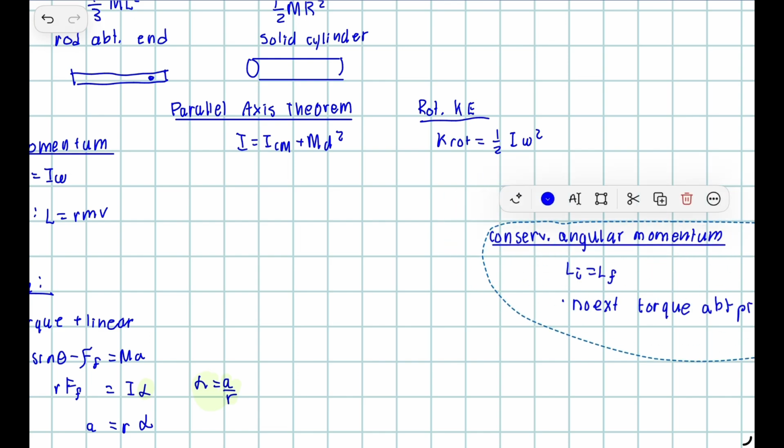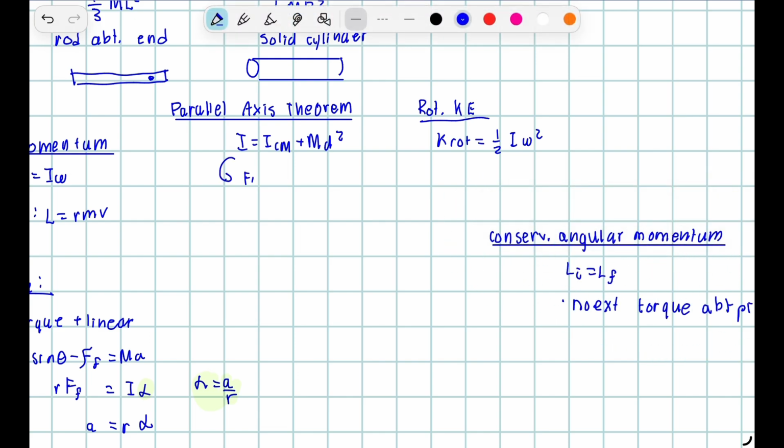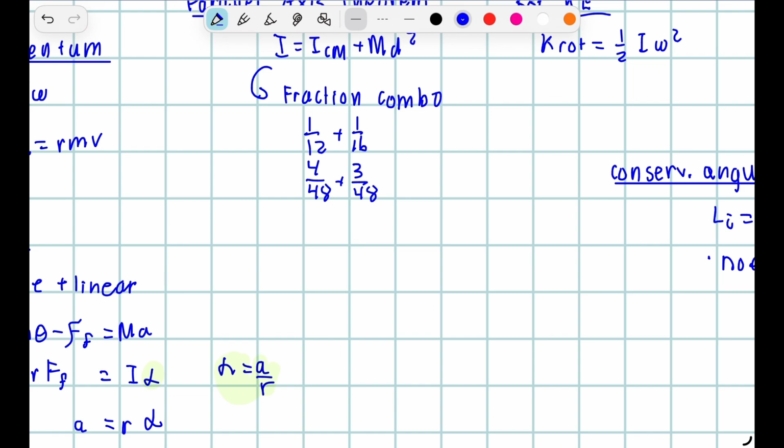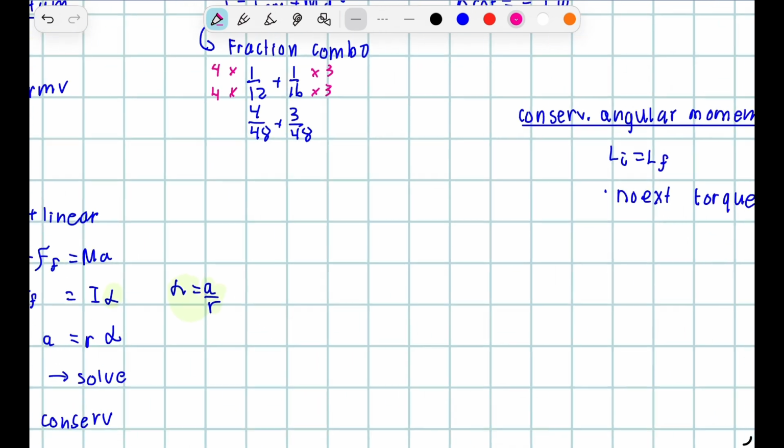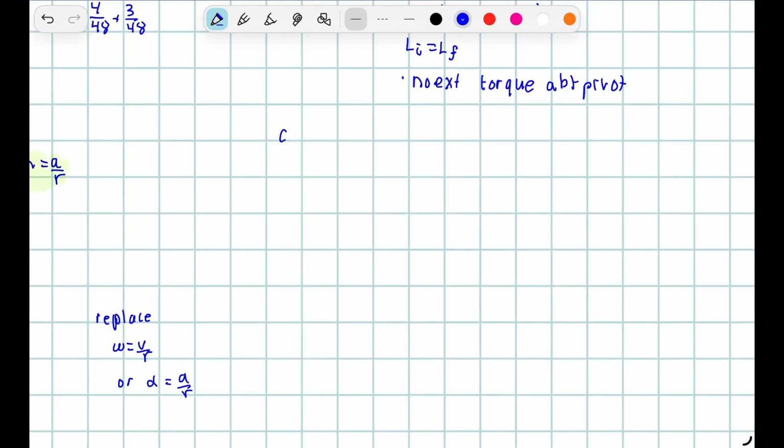And remember, every time you use the parallel axis theorem, there's usually going to be a lot of fraction combination. That's when you have something like 1 over 12 plus 1 over 16. That's 4 over 48 plus 3 over 48, because you can get a common factor of 48, which is multiplying by 3 up here and then by 4 here.